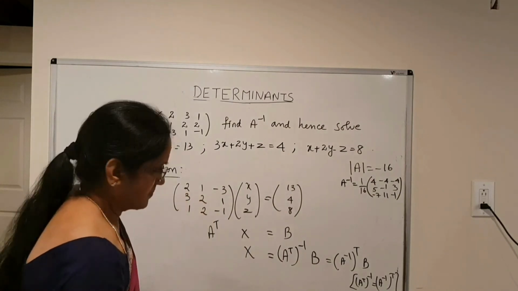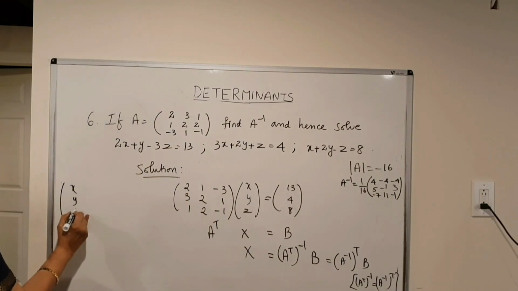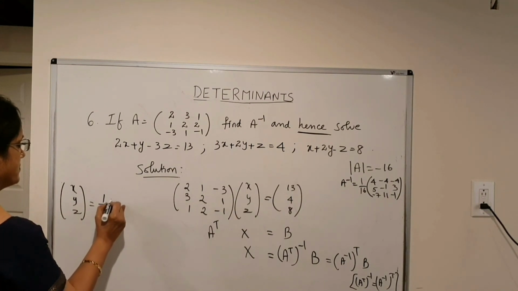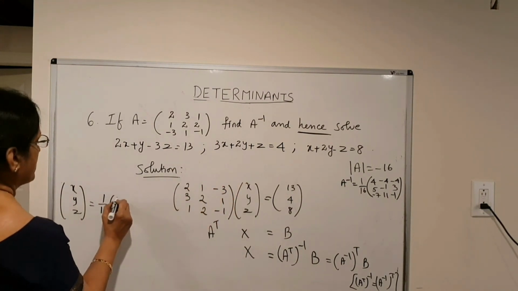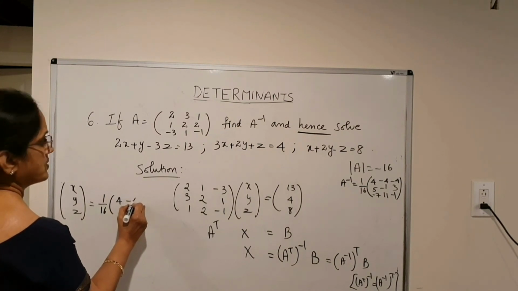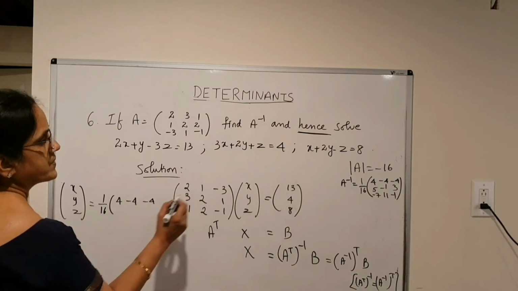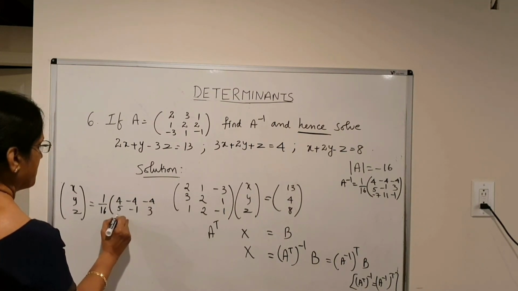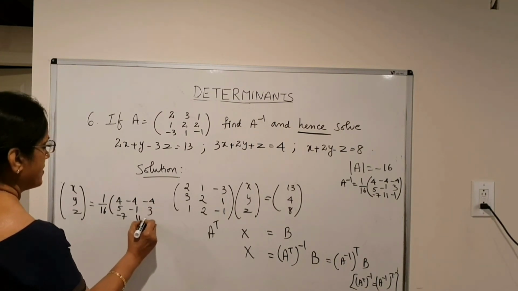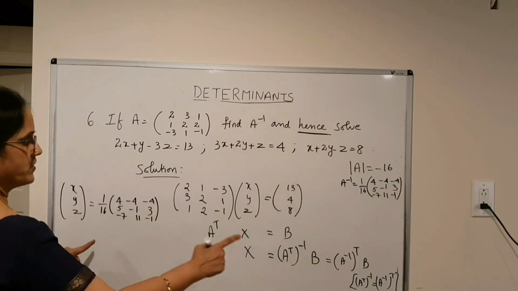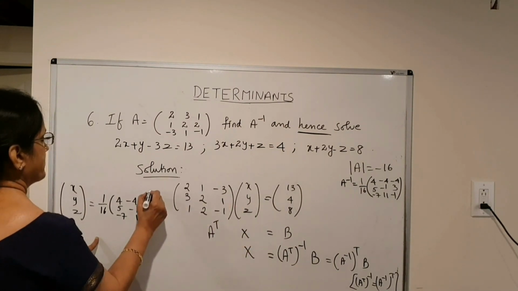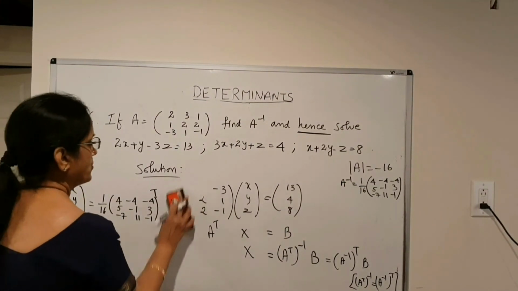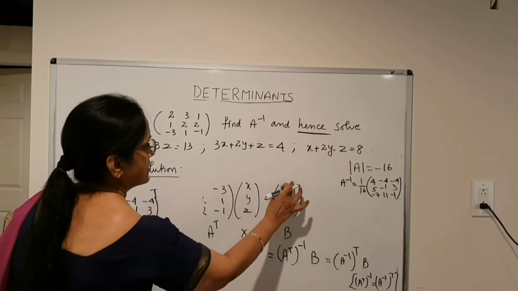Coming back to the sum, X is nothing but x, y, z. This is 1 by 16 of the matrix 4, minus 4, minus 4; 5, minus 1, 3; minus 7, 11, minus 1. I have to write the whole transpose. That is very, very important. Into B. What is B? 13, 4, 8.